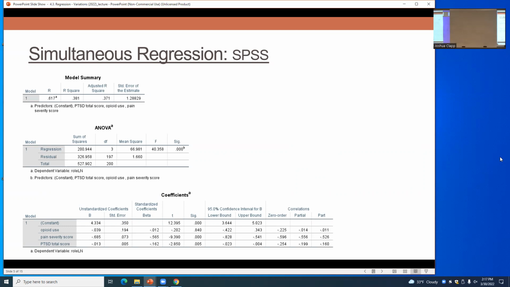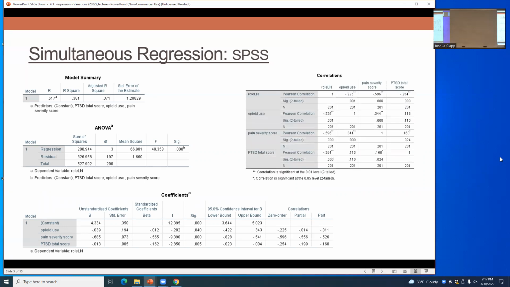And then down here, we have our individual coefficients. When we look at our bivariate relations, opiate use does have an association with role functioning, but once we include and account for shared variability with other predictors, we find that it no longer holds a unique association. So whatever shared variance opiate use has with role functioning is already being accounted for by pain and PTSD. Once we account for that, it's no longer a significant predictor in this model, even though we do have an association in the bivariate case.